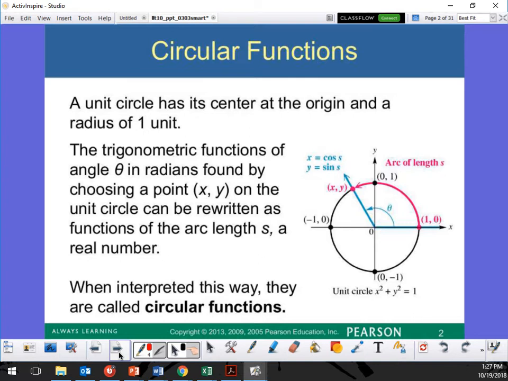Good job. All right, so now, when we're talking about this x represented by the cosine, I'm always going to be talking about coordinates, x comma y. If I say cosine of x, that represents the x value. If I say sine, it's going to be my y value. Cosine's the x, sine is the y. Cosine is x, sine is y.